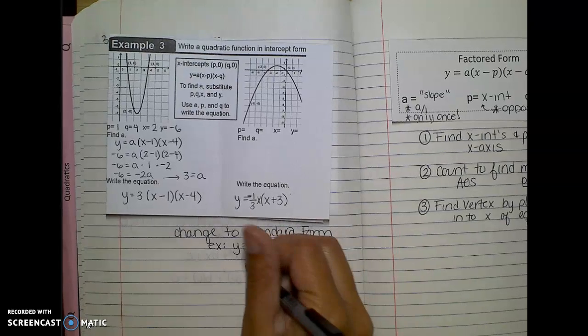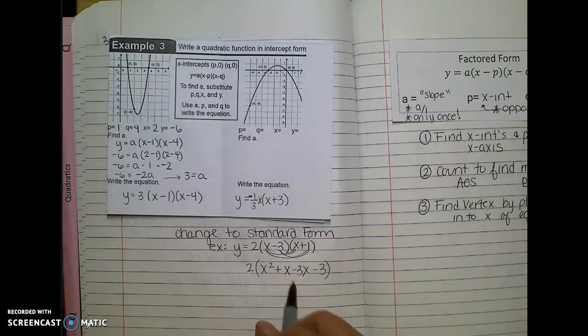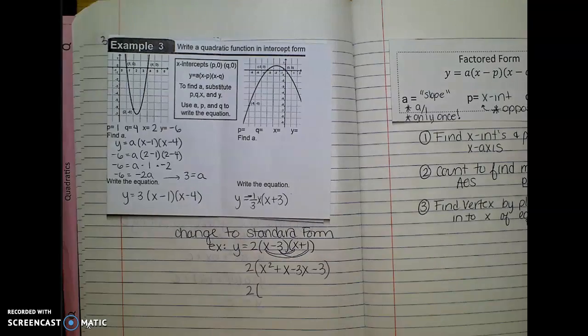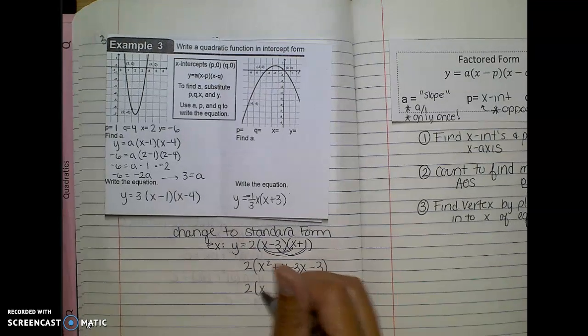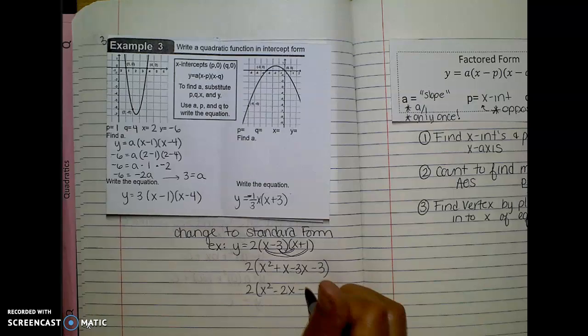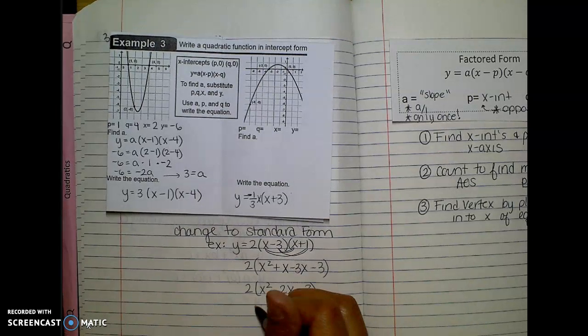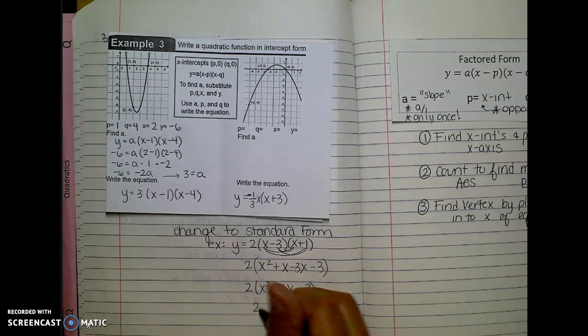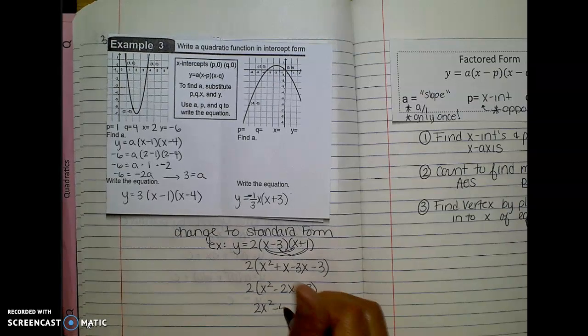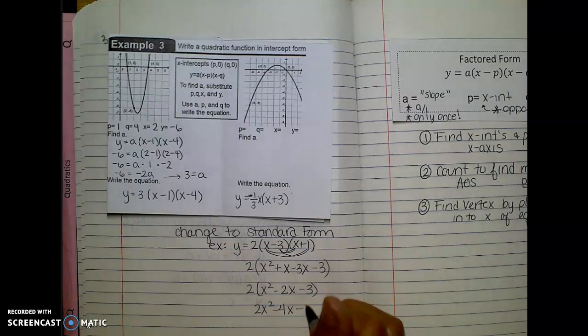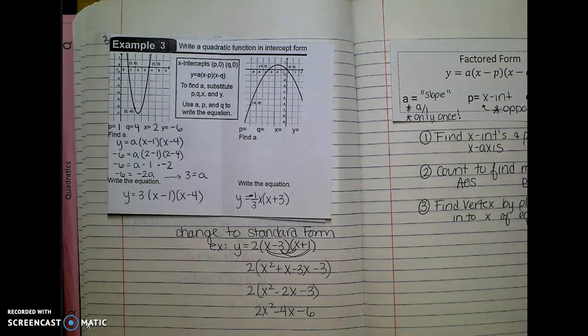Now, all of that still has the 2 out front. Then I would combine some like terms in there, and so I'd have x squared minus 2x minus 3. And then finally, I would distribute the 2. And so my answer is 2x squared minus 4x minus 6. So hopefully that's helpful to you on your homework. Good luck.